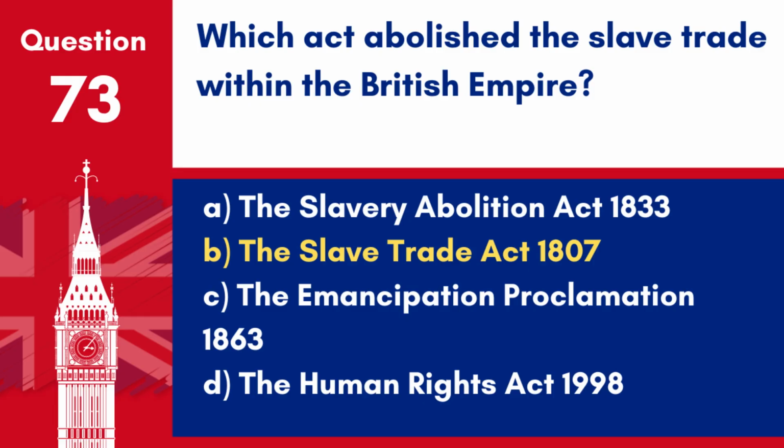Answer B. The Slave Trade Act 1807. The Slave Trade Act 1807 was the legislation that officially abolished the slave trade within the British Empire, marking a significant milestone in global human rights movements.